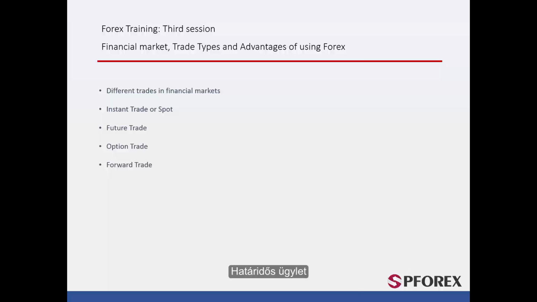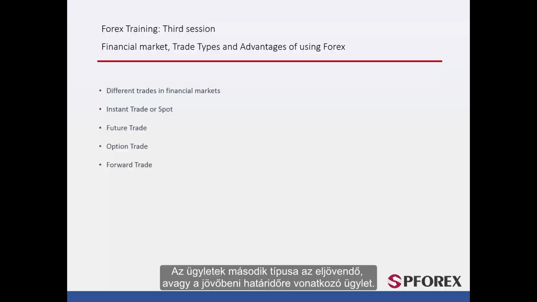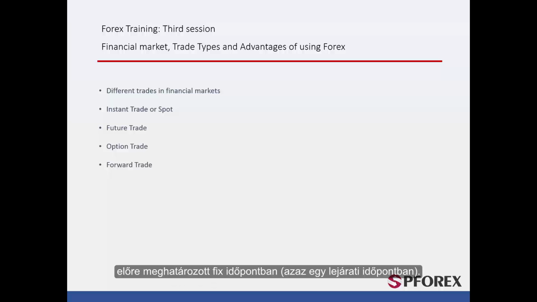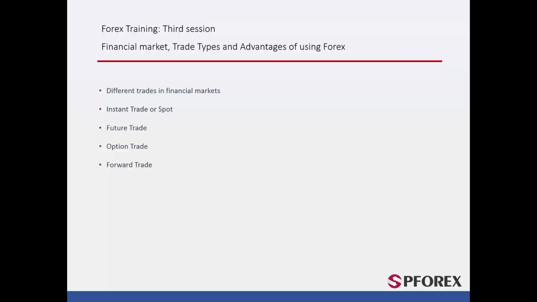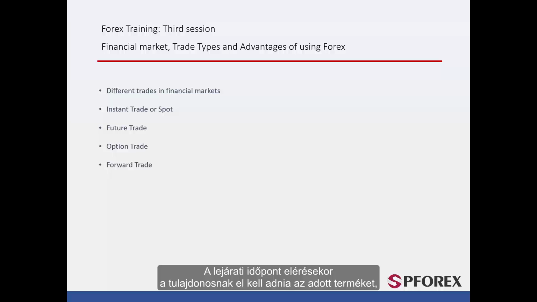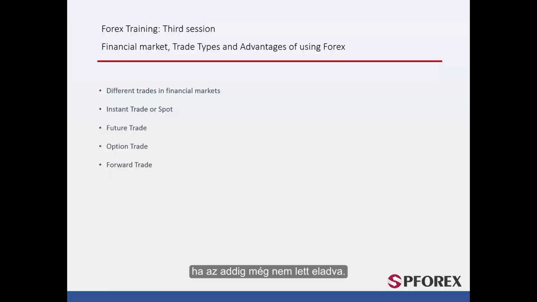Future trade. The second type of trade is an upcoming or future trade. In these contracts, a fixed future date should be settled on by both parties, as an expiry date. These trades require the buyer to pay a certain amount as a deposit. If the expiry date is reached, then the owner must sell the given product, if it has not been sold yet.